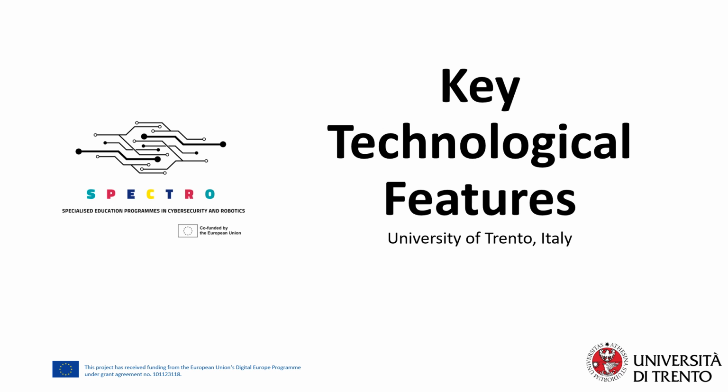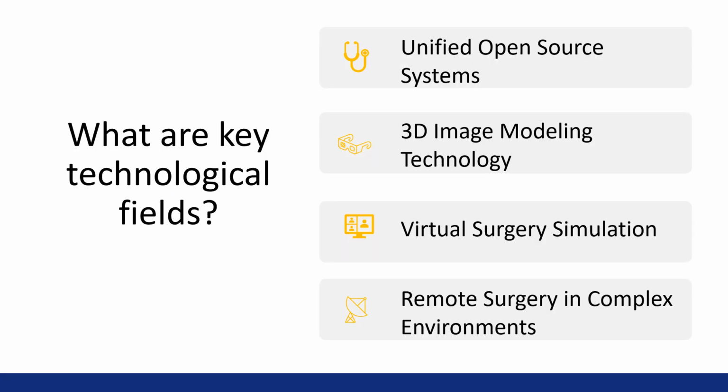Hello everybody. Today we're going to talk about key technological features in medical robotics. What are the key technological fields? Unified open source systems, 3D image modeling technology, virtual surgery simulation, remote surgery in complex environments.